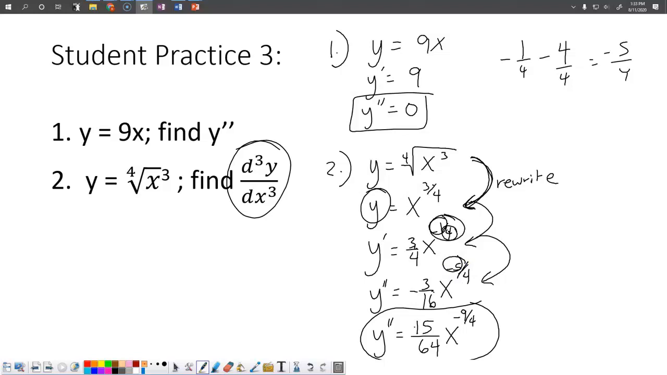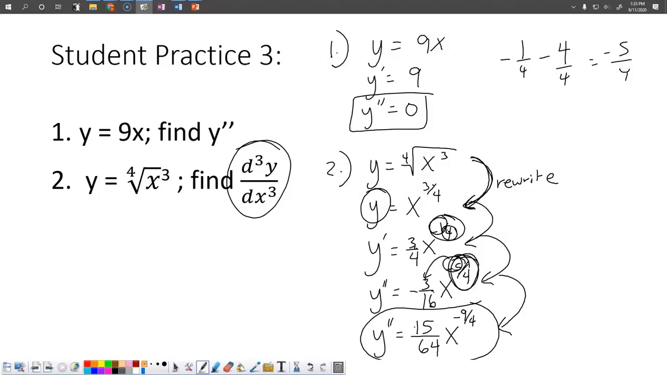And then since we want the third derivative, we need to do the derivative one more time. So we're going to multiply negative 5/4 to the front. Negative 5/4 times negative 3/16 gives me 15/64. And taking 1 away from the power there gives me negative 9/4. So that, you could stop there.